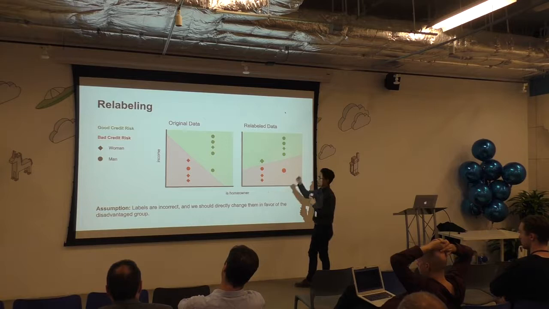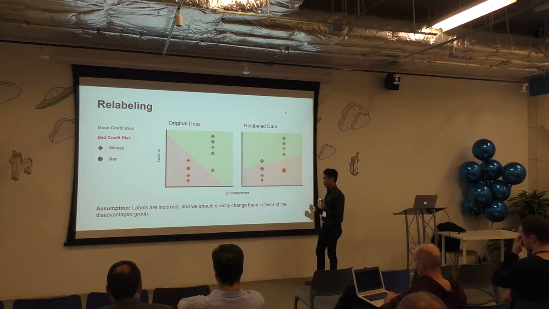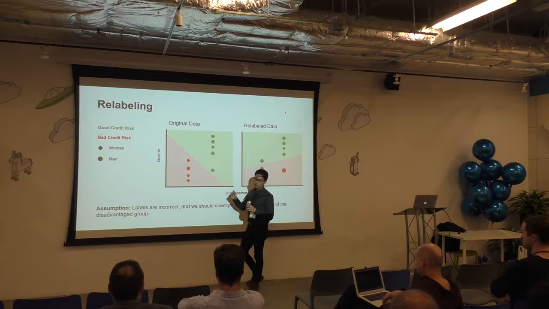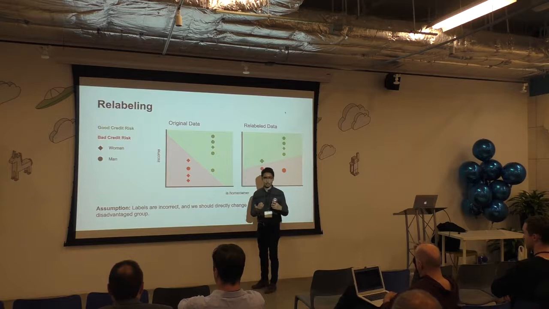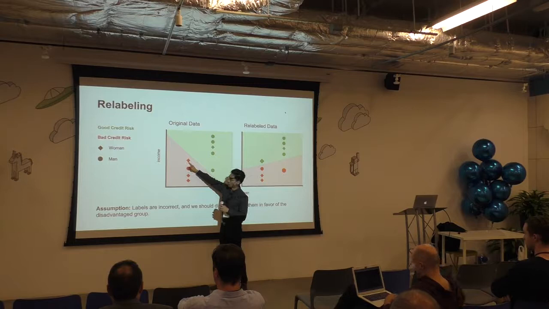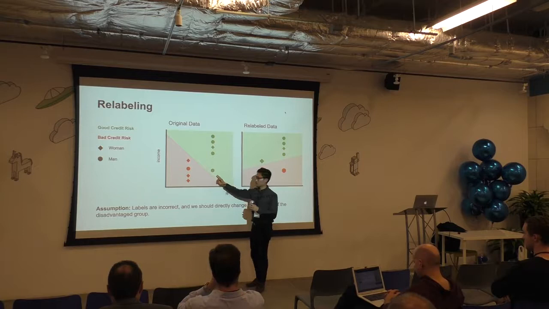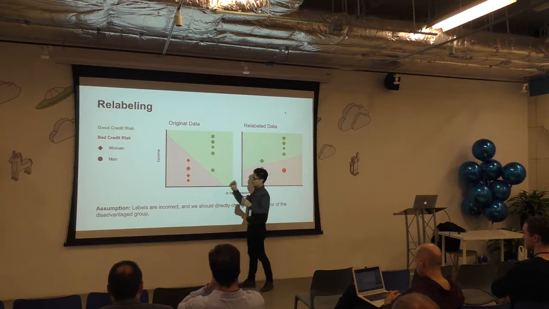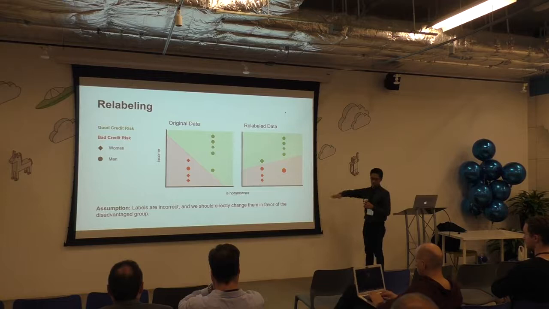With relabeling, you make a very strong assumption, which may or may not be true. You assume that the labels are incorrect, and we should directly change them in favor of the disadvantaged group. The way this works is you look at the decision boundary and at some n number of points closest to it. Translated into English, it's like, this woman got assigned bad credit risk because she was a woman, so I'm going to change the data set directly. Same goes for the man here. So you promote the woman, this is all jargon, and demote the man, and then you learn a new boundary. This is, in essence, an extreme version of how this technique would work in 2D.